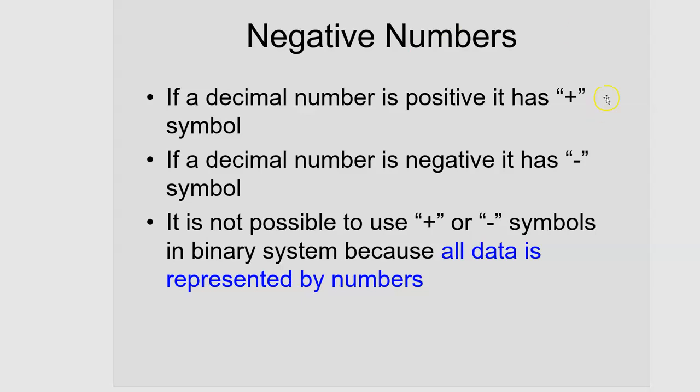How do I represent a plus sign if I have zeros or 1s, or a minus sign if all I have is zeros or 1s? Well, the answer is you can't have a minus binary number. If I have 1 0 1, I can't have a minus 1 0 1, because the minus sign itself doesn't make sense to a computer. So it's not possible to use the plus sign or the minus sign, because all data is represented by numbers in the machine. So how do we get around that?